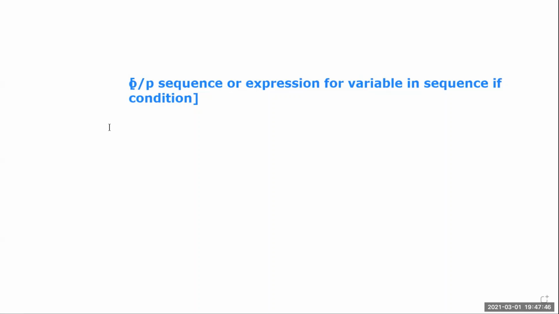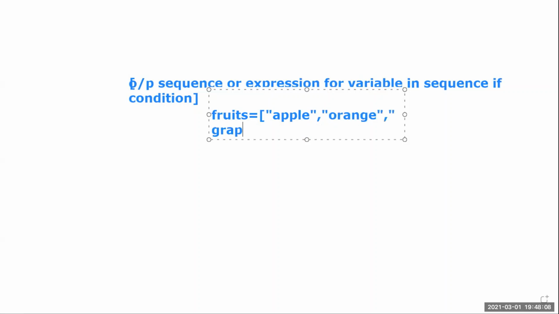Okay, so in the previous example, I have taken fruits. What are those fruits I have taken? Apple, orange, and the next one? Grapes. Okay, so this is my list. Now, by using list comprehension, how am I going to create a new list?